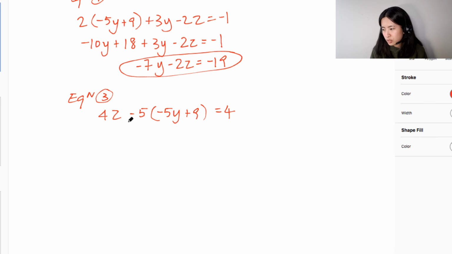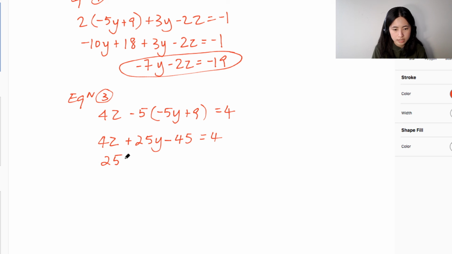Okay, so let's distribute negative 5 to each of the terms. So this is 4z, and this is positive 25y, and this is minus 45, and this is equal to 4, right? So as you can see, let's organize this into 25y plus 4z, and this is equal to 45 plus 4, so that's going to be 49. Yeah, 49. Okay, so once we have that and we have this, right?